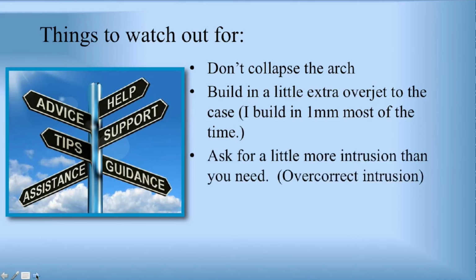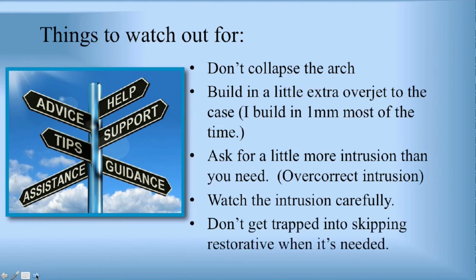Then ask for a little more intrusion than you need. If I need 2 millimeters, I ask for 3. If I need 3, I ask for 5. I always ask for more than I need so that I don't run out of aligners before I run out of movement. And then watch that intrusion carefully. That's the hard one. Don't ever intrude 6 teeth all at the same time. Do them incrementally. Move some, then move the others, then move the others. If you try to intrude 6 teeth all at the same time, your chances of having that happen all simultaneously become way less predictable.